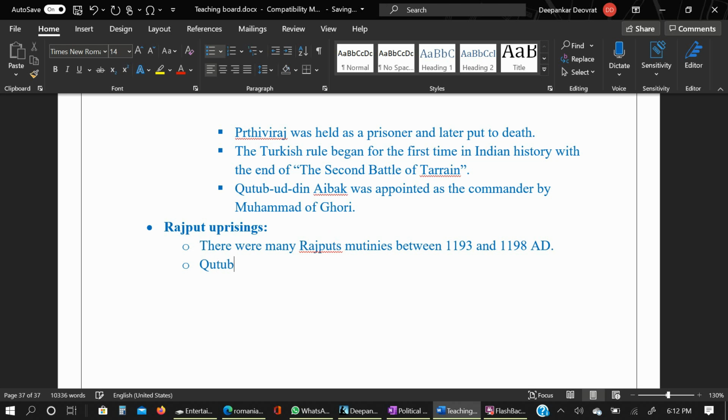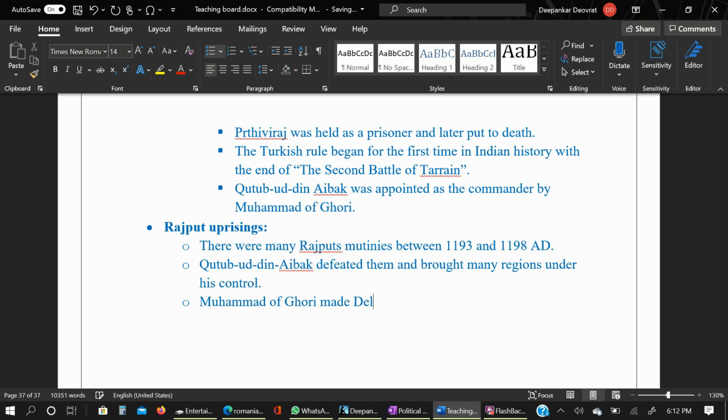Okay, so Qutbuddin Aibak defeated them and brought many regions under his control, and later Muhammad of Ghori made Delhi the capital. This time Delhi became the capital.